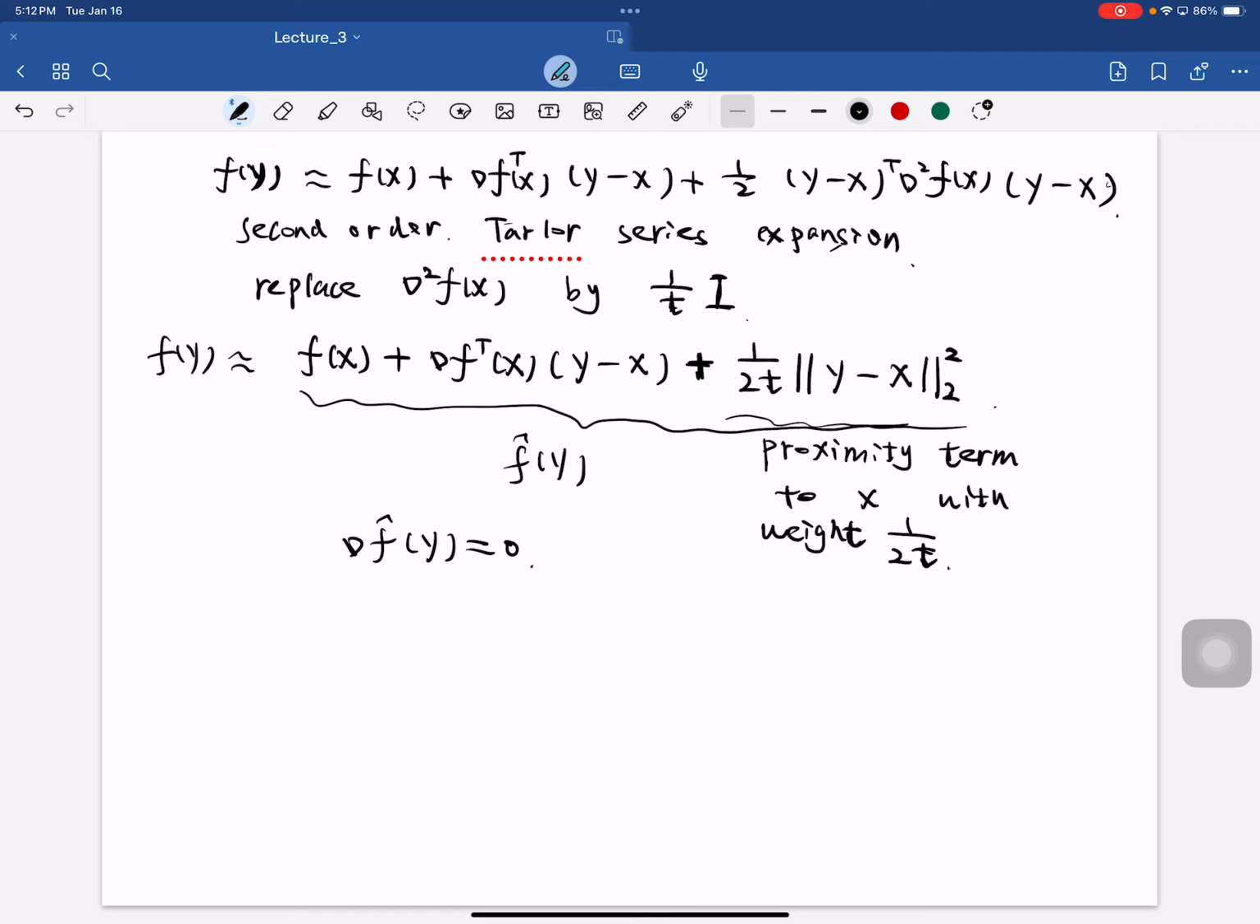Then, this term is 0, right, because it doesn't contain y. And if you take the gradient with respect to y for this term, this is the gradient of f(x), right? What you will get is the gradient of f(x) plus, what about this term here? It will be like, let's see what this is, okay.